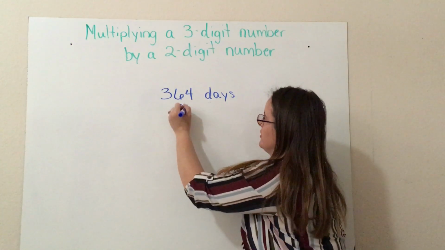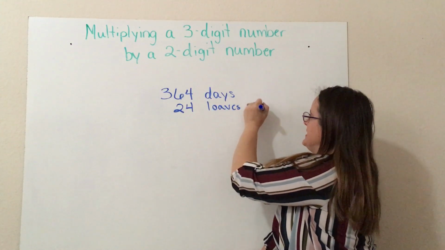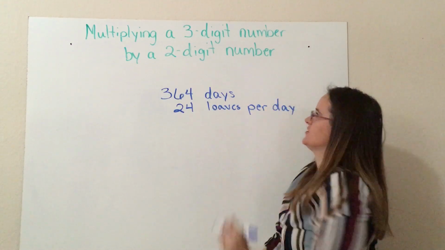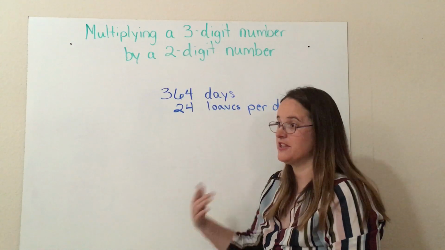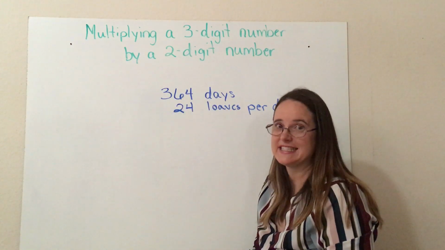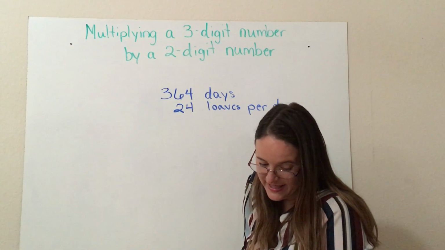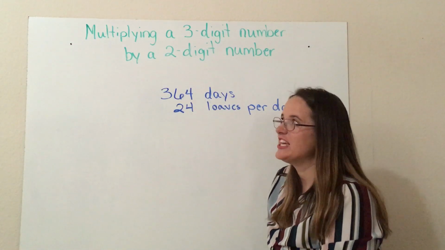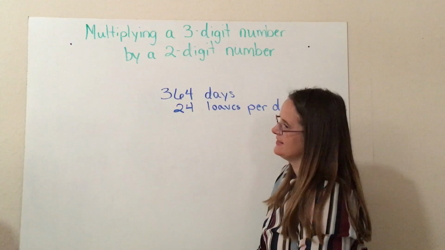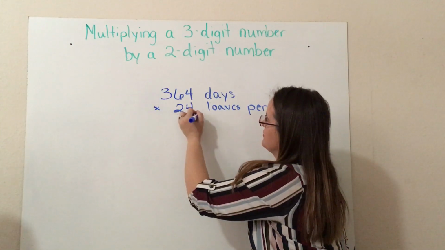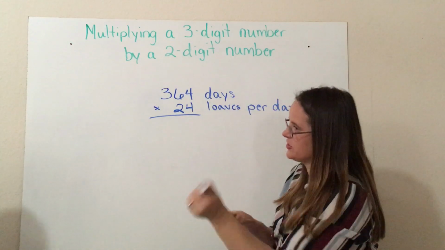So 24 loaves per day. So on the first day they bake 24 loaves, on the second day they bake 24 loaves, on the third day, every day for 364 days. The question says, how many loaves of bread does the owner bake each year? So, Nyla, what kind of problem is this? This is multiplying. We want to multiply 364 times 24. So can you help me out with it?